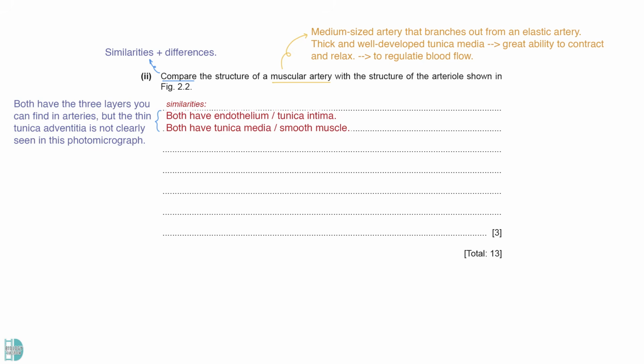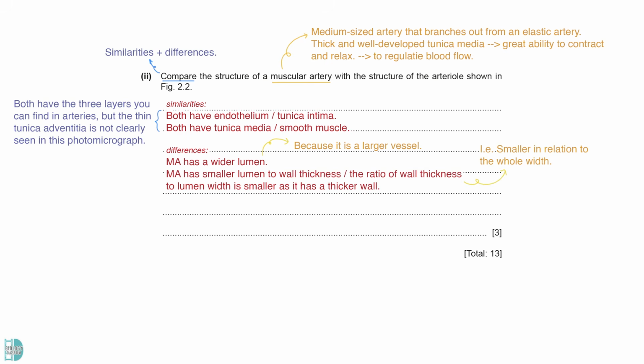Both have the 3 layers you can find in arteries. However, the thin tunica adventitia is not clearly seen in the photomicrograph, so it is not credited here. The muscular artery is a larger vessel, so it has a wider lumen. However, due to its thick wall, the ratio of wall thickness to lumen width is smaller. The thick wall is mainly due to the thick layer of smooth muscle in the tunica media.